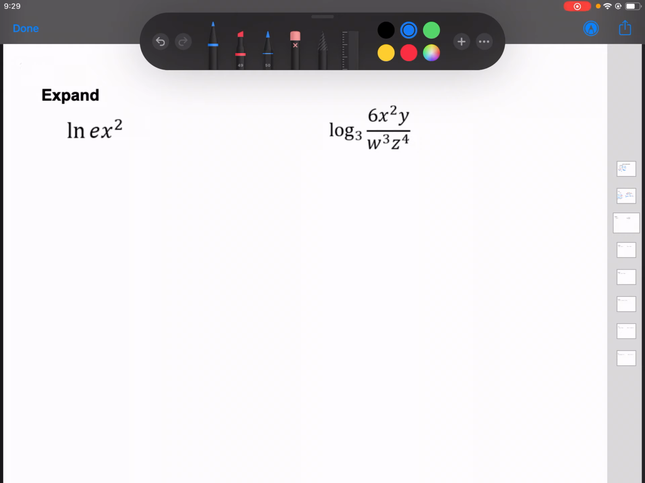So once again, we've got multiplication in between e and x squared. So e will go in its own log, and x squared will go in its own log. And we're using natural log, so we have natural log of e, plus natural log of x squared.